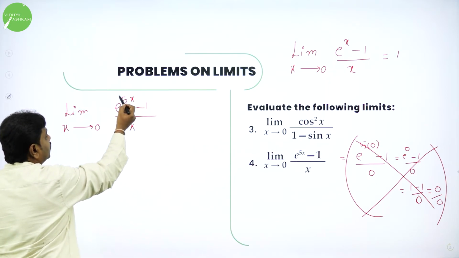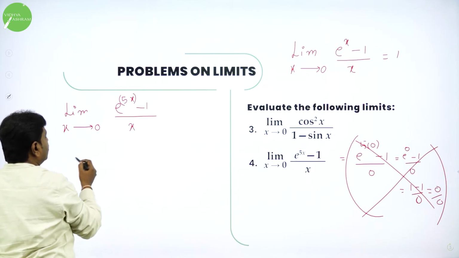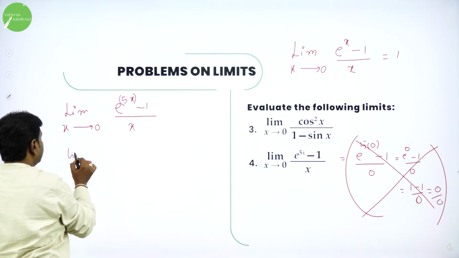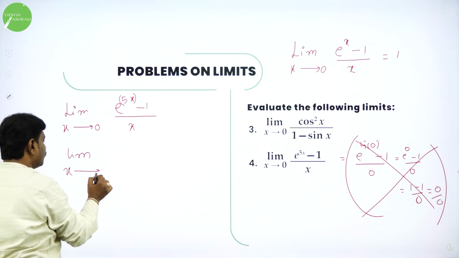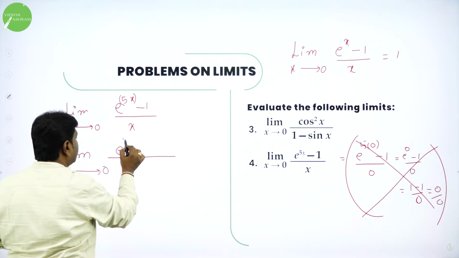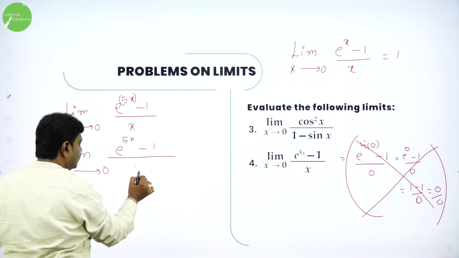Here, e power alone is there. We have 5x in the power, so I'll make the denominator also 5x. Divide and multiply by 5. So I'll write limit x tends to 0. After observing, in the power we have 5x, so minus 1. Here we have x.